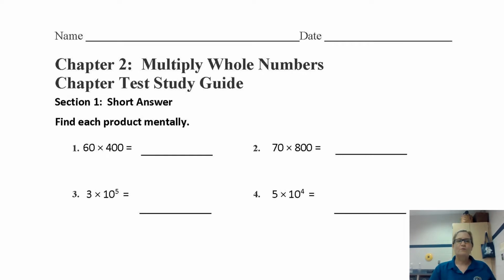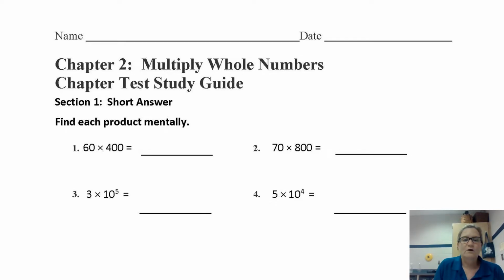Good day. We're going to go over your Chapter 2 Multiply Whole Numbers Chapter Test Study Guide. Section 1, Short Answers. We're going to find each product mentally. Now, because you can't see what's going on in my brain, I am going to write out what I would do, but on your test, you do not have to.